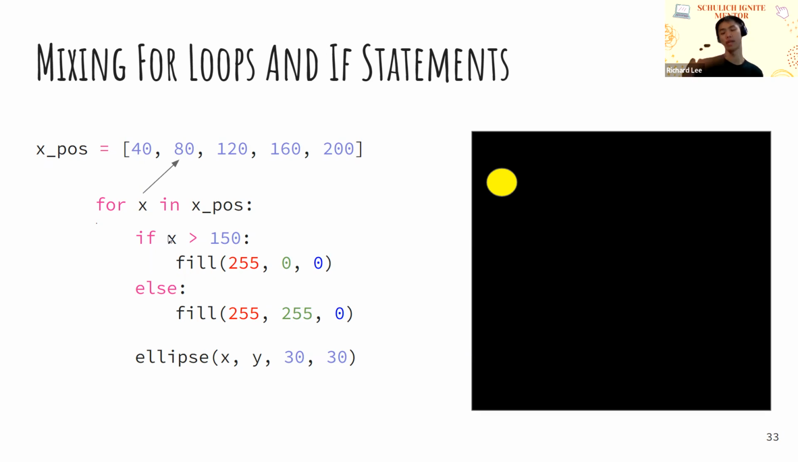That x, fundamentally speaking, is going to be that number inside this list of x positions every single time. And you can see that you keep on clicking through. 120 is not greater than 150, so it goes inside that else statement. Finally, 160 is greater than 150. And so that is where we draw this red circle here. And then we grab the number 200. 200 is bigger than 150. So yes, we're going to fill that to be red.